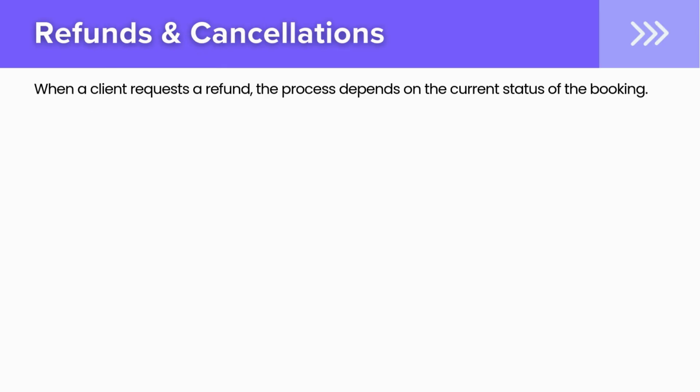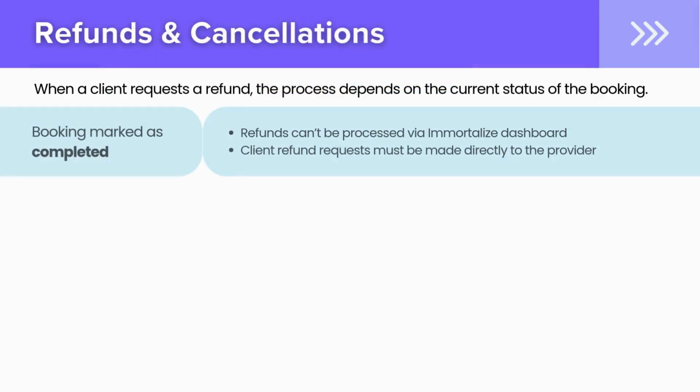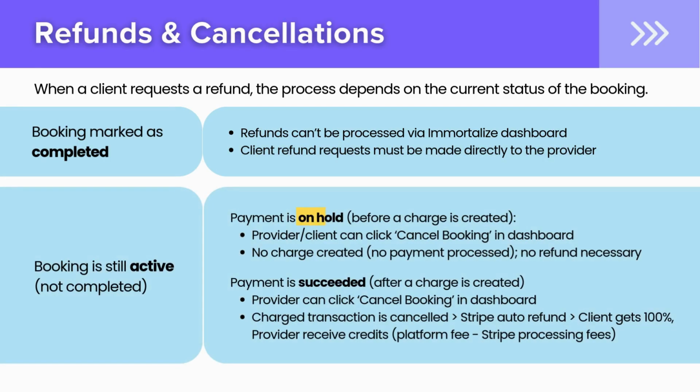When a client requests a refund, the process depends on the booking status, which you can find in your transactions dashboard. For bookings marked as completed, refunds cannot be processed through the Immortalize dashboard. In these cases, the client must contact you directly to request a refund. For active bookings, the process depends on whether the payment has gone through.